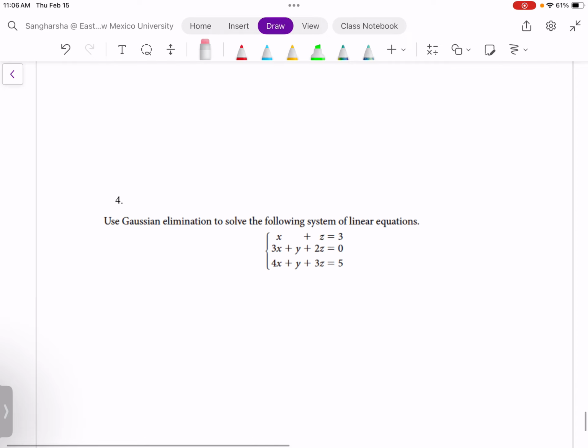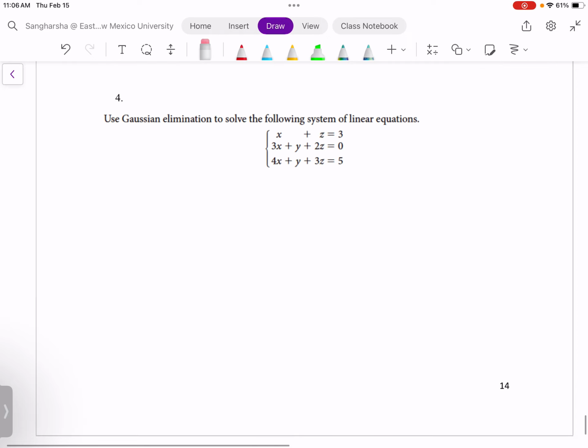So in example 4, we have the three equations. Let's name them. We have x plus z equals 3, let's call it equation 1. We have 3x plus y plus 2z equals 0, let's call it equation 2. And we have our third equation, 4x plus y plus 3z equals 5. This is our third equation.